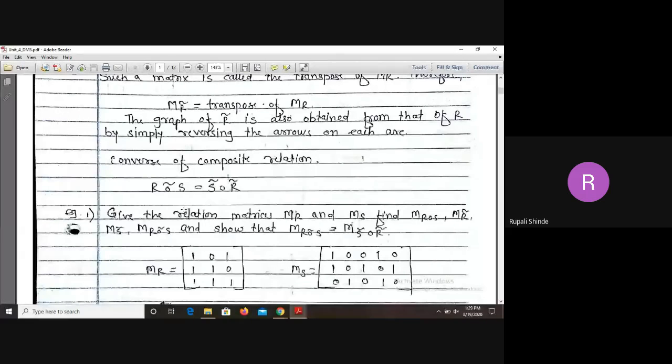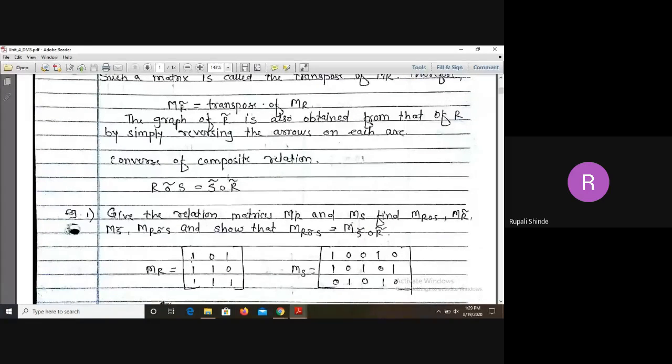We just have to interchange the rows and columns of the matrix of R. So M of R, the matrix of R, is given, and from this we have to find the matrix for R converse. That's why we just interchange rows and columns. If you observe here, 101 is the first row of M of R. To find M of R converse, we take 101 as the first column.